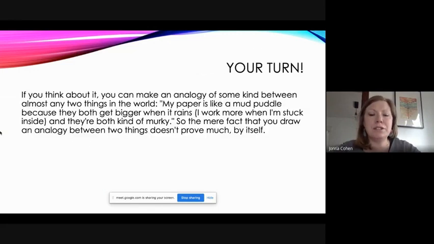So now it's your turn. If you think about it, you can make an analogy of some kind between almost any two things in the world. Here's an example. My paper is like a mud puddle because they both get bigger when it rains, right? So I would like you to draw a false analogy between any two random things on your note card. They will have something in common, but the two of them are not alike enough, like paper and a mud puddle, right? Those two things are not alike, but they have something in common.